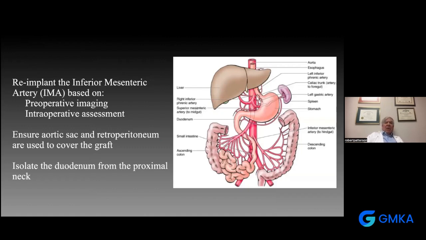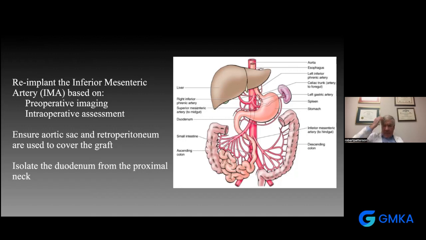I reimplant the inferior mesenteric artery based both on the preoperative imaging, although if it looks like it's a dominant inferior mesenteric artery, you should suspect associated superior mesenteric artery disease, and you need to be cognizant of that if it looks like you've got a very large IMA, but also mostly on intraoperative assessment. I control the IMA with a Yasargil clip or a small clamp, do my reconstruction, and then assess the IMA for back bleeding. If you have excellent back bleeding, I will ligate it. But if it's desultory, I will reimplant it using a Carrel patch into the graft.